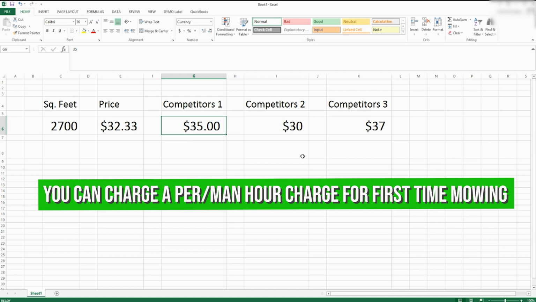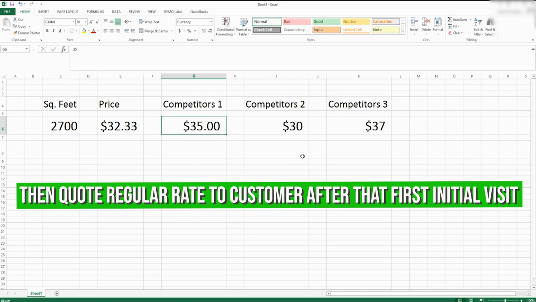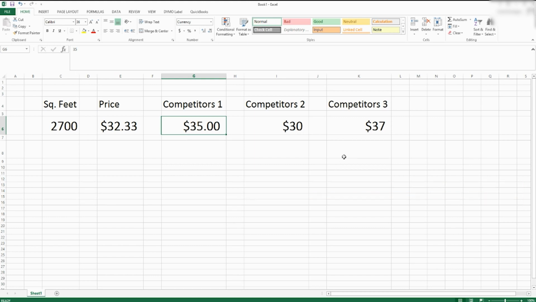Maybe it's $40 per man per hour for that first mowing. And Mrs. Jones, after that, your weekly mowing service, again, this is an example for the 2,700 square feet, is going to be $32.33 plus tax, which happens to equate here where we are to $35. So I always say $32.33 plus tax, which is $35. That's what we're going to charge you every week that we come out. And that's really basically it.